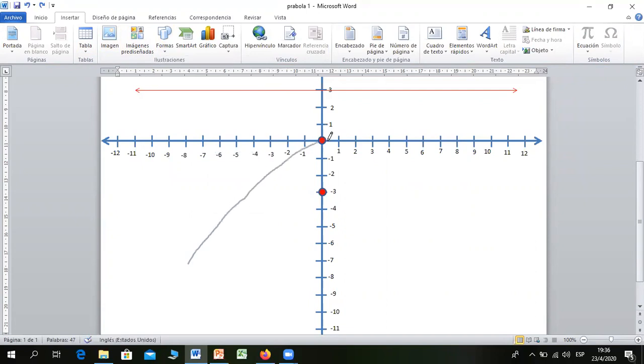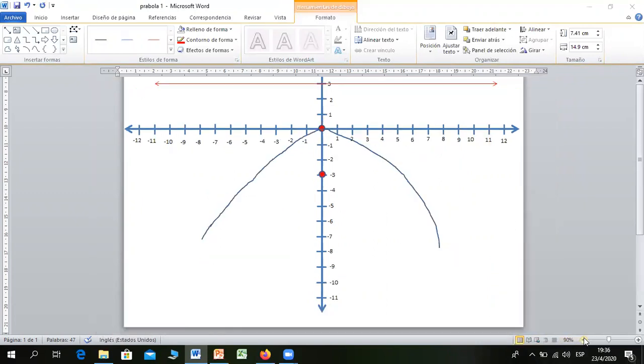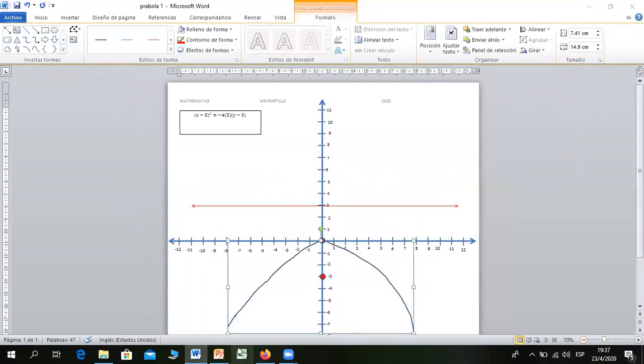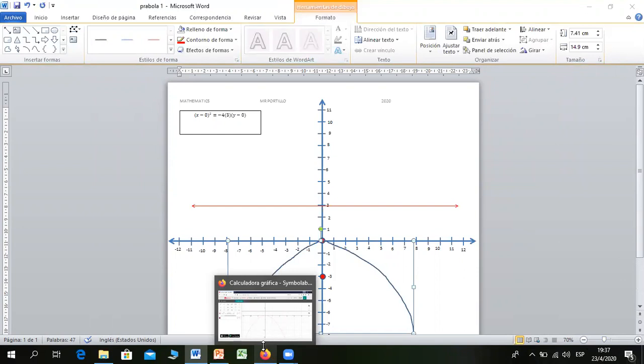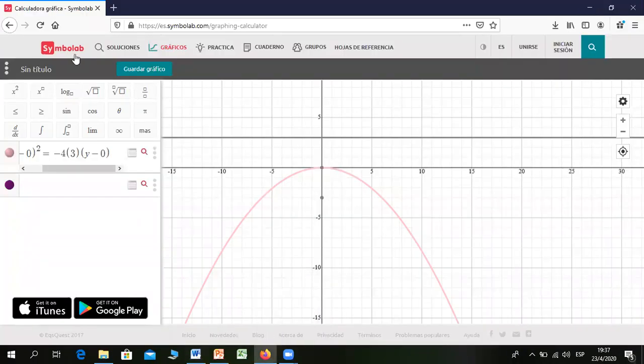To make exact, clear graphs, we have some applications. I'm going to show you one right now. And this expression that we have right now is the parabola. Of course it looks better in an online application like this one, which is called Symbolab. I recommend you look for it. It helps you with many things in math and physics too.